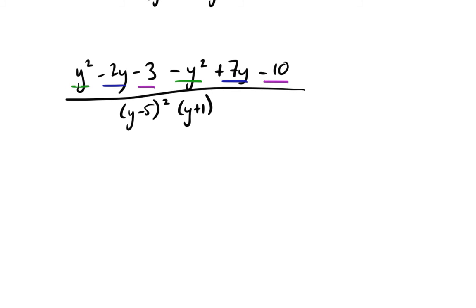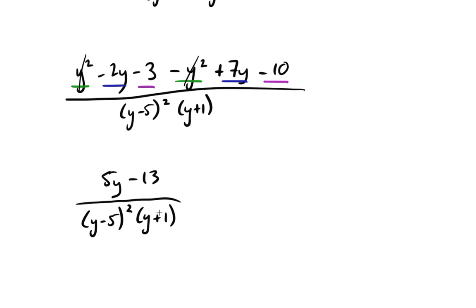Okay, so starting with the green ones, y squared minus y squared. Well, those are just going to cancel each other out, right? And then negative 2y with positive 7y, that's going to give us 5y. And then negative 3 with negative 10, that's going to give us minus 13. And all of that is again going to be over this denominator that we haven't changed in several steps, our common denominator.